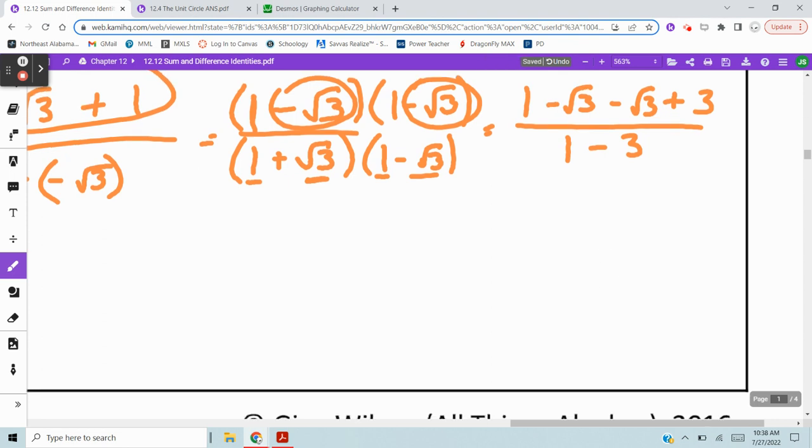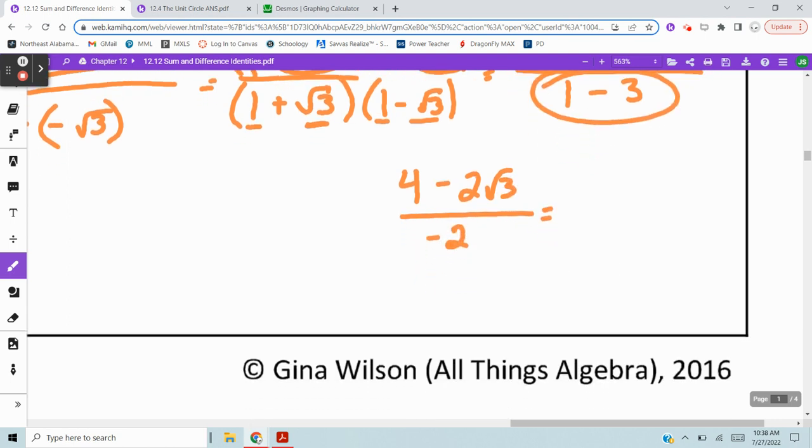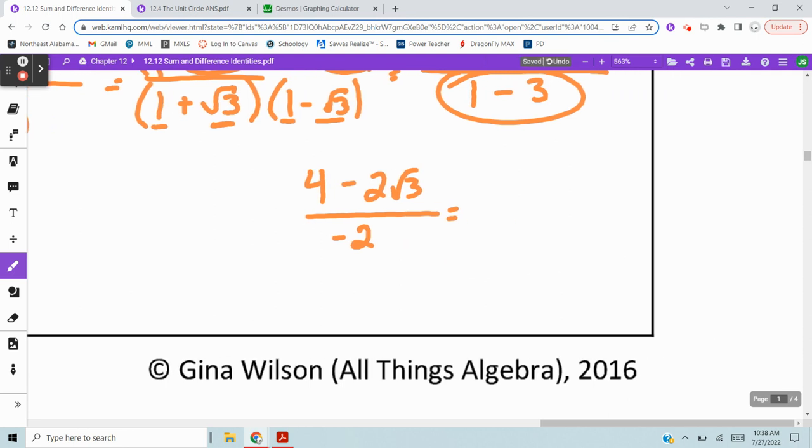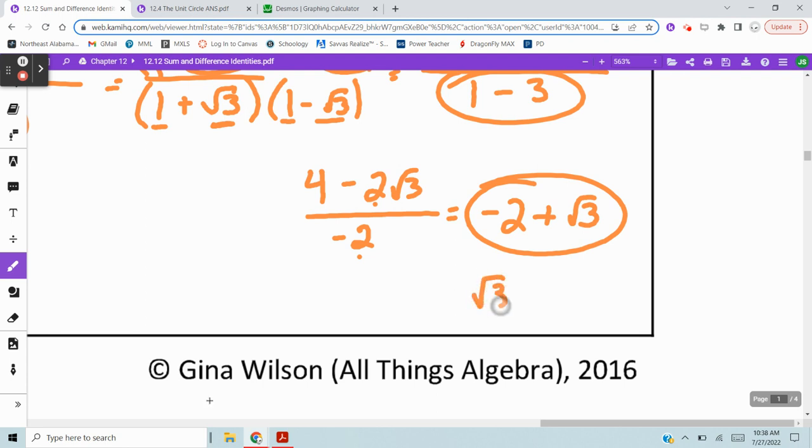Combining like terms on top, we have a 1 and a 3, which gives us a 4. A negative root 3 and another negative root 3 gives me negative 2 of those root 3s. On bottom, 1 minus 3 gives me a negative 2, and now I can simply distribute a property. And it looks a lot like the last problem. 4 divided by negative 2 is negative 2. Negative 2 divided by negative 2 is a positive 1. Leave the root 3. And you can write it like that, or if you'd like to put the root 3 first and the minus 2 second, either way would be fine.